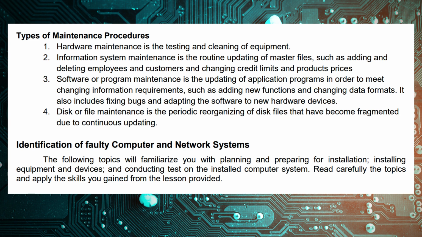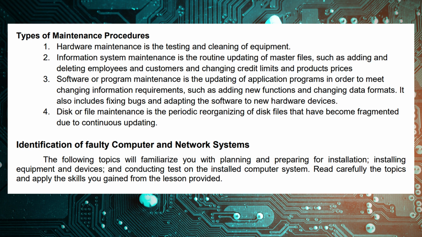And here are the types of maintenance procedure. Hardware maintenance is testing and cleaning of equipment. Information system maintenance is the routine updating of master files such as adding and deleting employees and customers and changing credit limits and product prices.